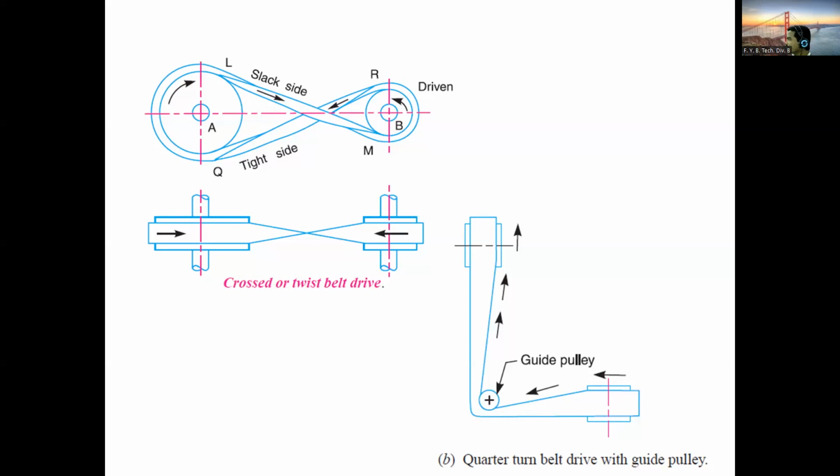Second is what? पुढचा काय सांगता येईल? Angle of lap. Angle of lap is more in case of cross belt. Angle of lap is less in case of open belt drive. अजून तिसरा काय सांगता येईल? Open belt drive is affordable. Its cost is affordable. It is not affordable. अजून life is more, life is less.